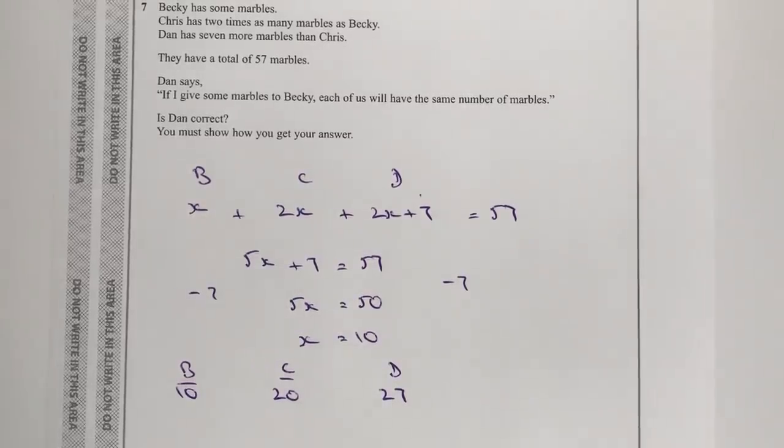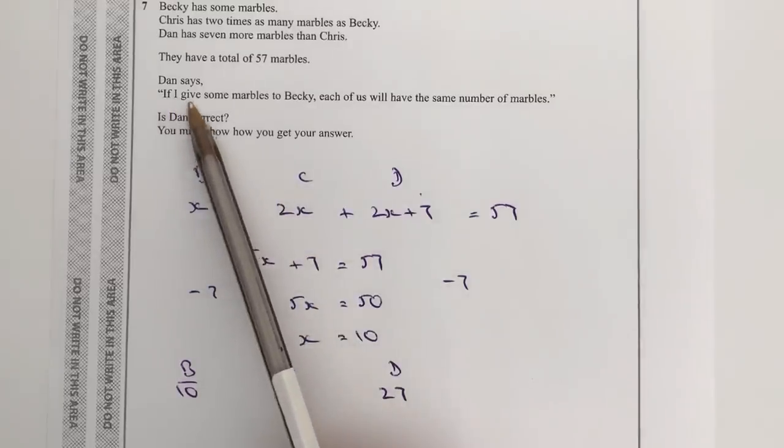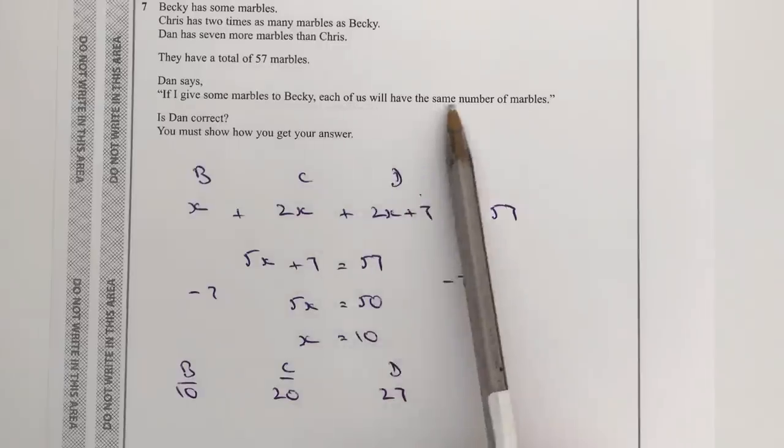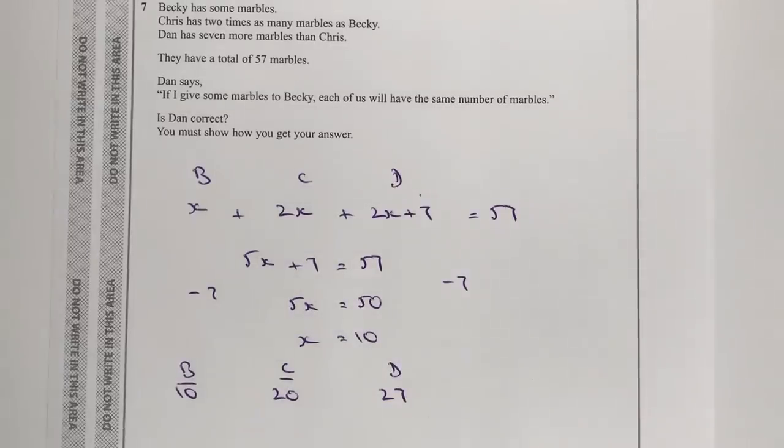Okay, and then it asks you a bit of a strange question. It says, Dan says, if I give some marbles to Becky, each of us will have the same number of marbles. Okay, I don't know why Dan would say that, but he has done. Well, basically, Dan is incorrect.